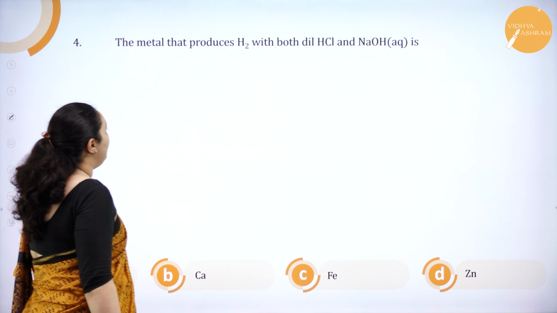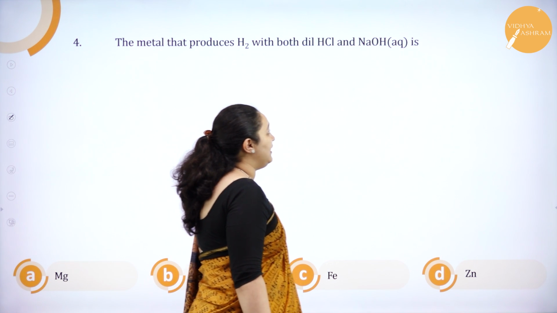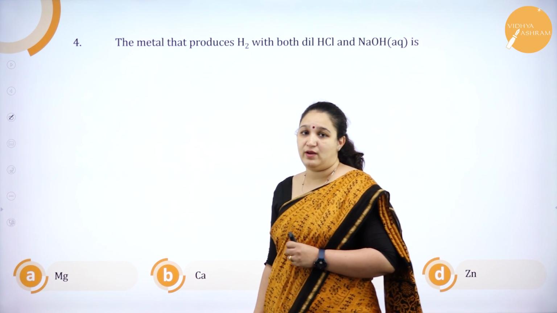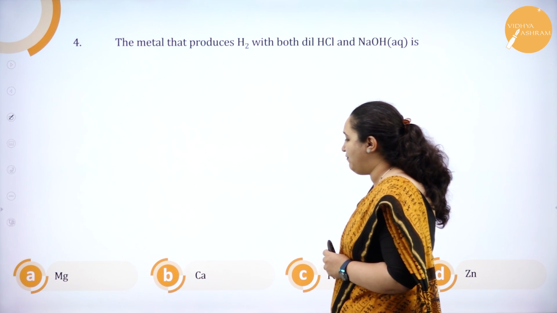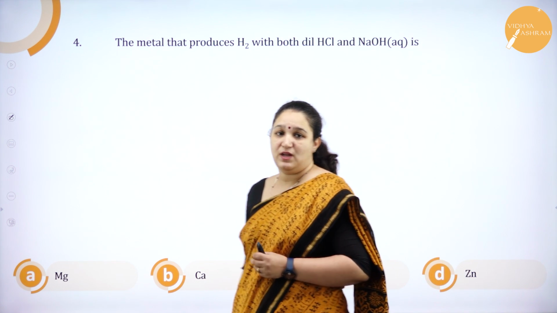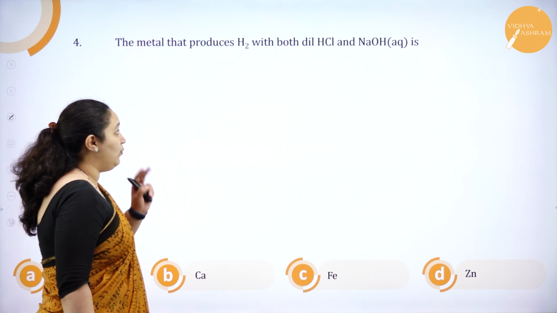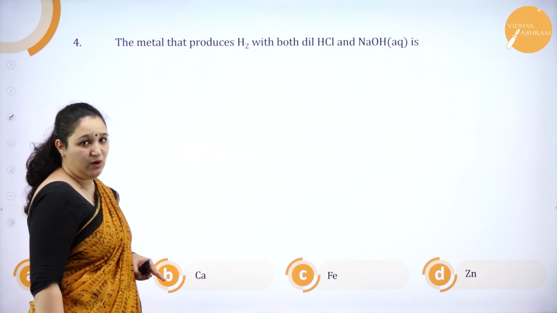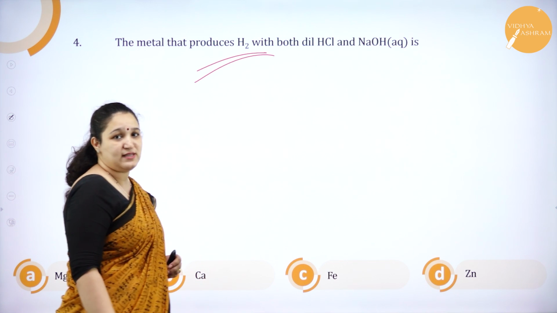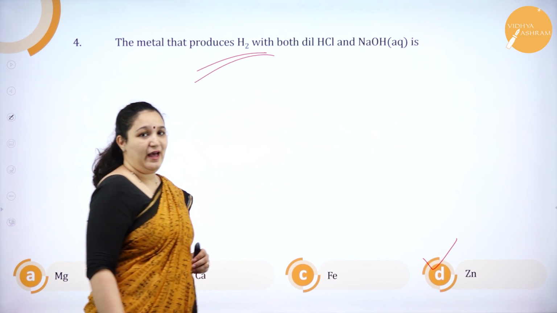Next one, the metal that produces hydrogen with both dilute HCl and NaOH. That means it should be something amphoteric. Okay. What are the options which we have? Magnesium, calcium, iron and zinc. So which do you think is the correct answer? It has to react with dilute HCl as well as NaOH and also produce hydrogen gas. So the answer is zinc here, the one which is amphoteric.